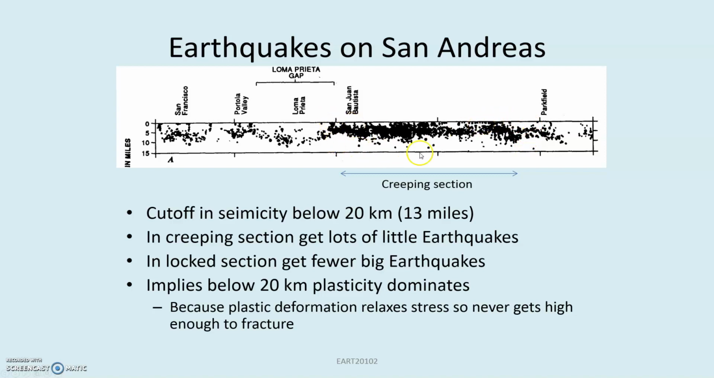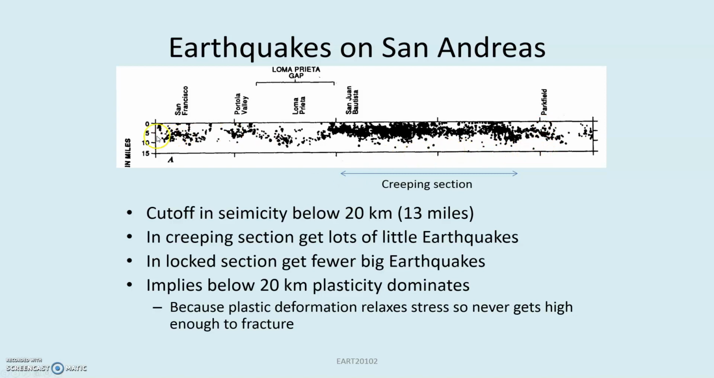And this area where there are lots of earthquakes is called a creeping section. And so what happens in here, we have lots and lots of smaller earthquakes in this creeping section. And then over here, where there are fewer earthquakes, they are much higher in magnitude. Okay, so in this locked section in here, we get fewer big earthquakes, but then in the creeping section, we get lots of smaller earthquakes.